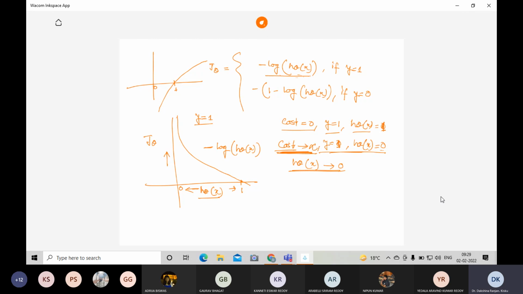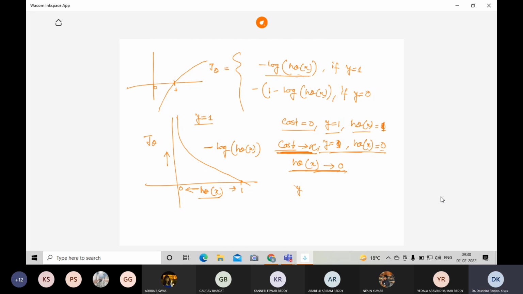When h theta x tends to 0, the cost function is found to be infinite, so in that case the tumor will be labeled as a malignant tumor. This is not possible. In that case the penalty will be very large, or the penalty cannot be determined.